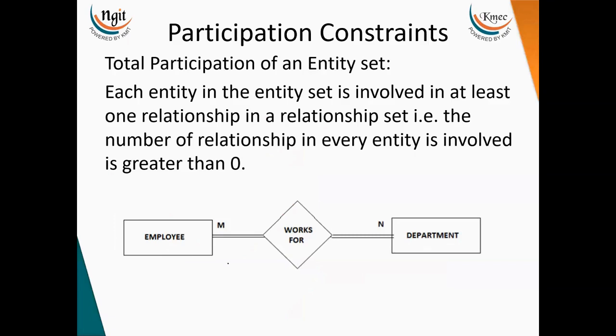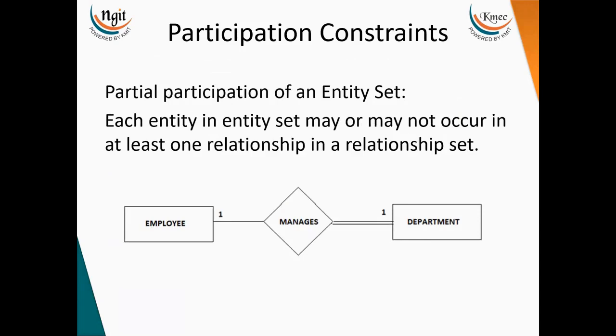Coming to participation constraints. Participation constraints are classified into two types, namely total participation constraint and partial participation constraint. Here we'll take an example to explain what a total participation constraint is. There exist many employees who work for many departments. The number of relationships in which every entity is involved is greater than 0. Definitely there must exist employees working for n departments, and hence it is represented using two lines. Two lines is a representation for total participation.